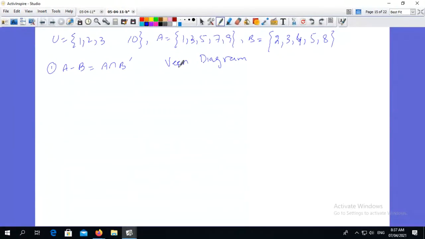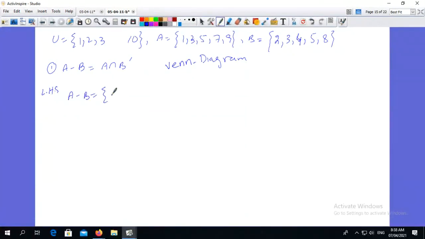With the help of Venn diagram to solve this. So first we calculate the left hand side and then we draw the Venn diagram.